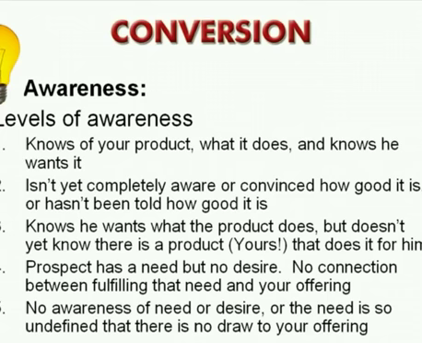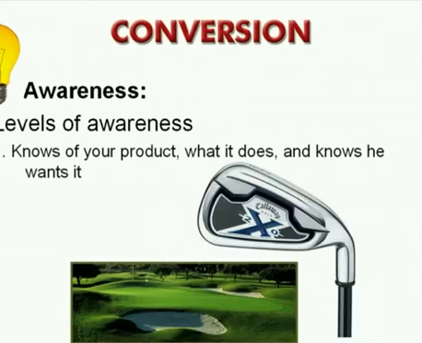So let's take a little closer look at each of these and talk about each of them in a little more detail. So this first one here, they know of your product. They know what it does. They know that he or she wants it. This is easy. The golfer. They want Callaway clubs. They've read about them. They know about them. They've even held them maybe in their hands in a store. They know exactly what it is that they want. And they know that the next time they hit the golf course, they want that set of Callaway clubs in their hands. That's an easy sale. The only thing you have to do is convince them that they should buy the clubs from you.